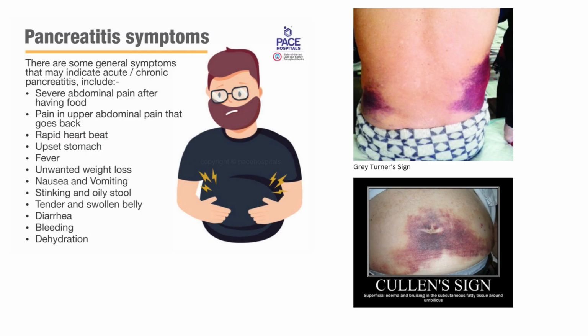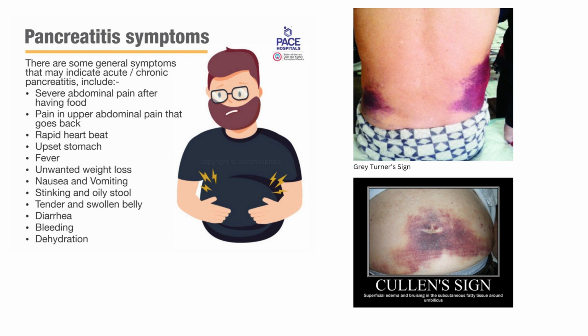Upon presentation, acute pancreatitis will typically present as acute epigastric pain that may radiate to the back and is particularly severe after having a fatty meal. They may also be tachycardic, have an upset stomach, unwanted weight loss, and have a fever. Remember, it's an inflammation of the pancreas, so they may be febrile. Other symptoms include diarrhea, dehydration and bleeding.